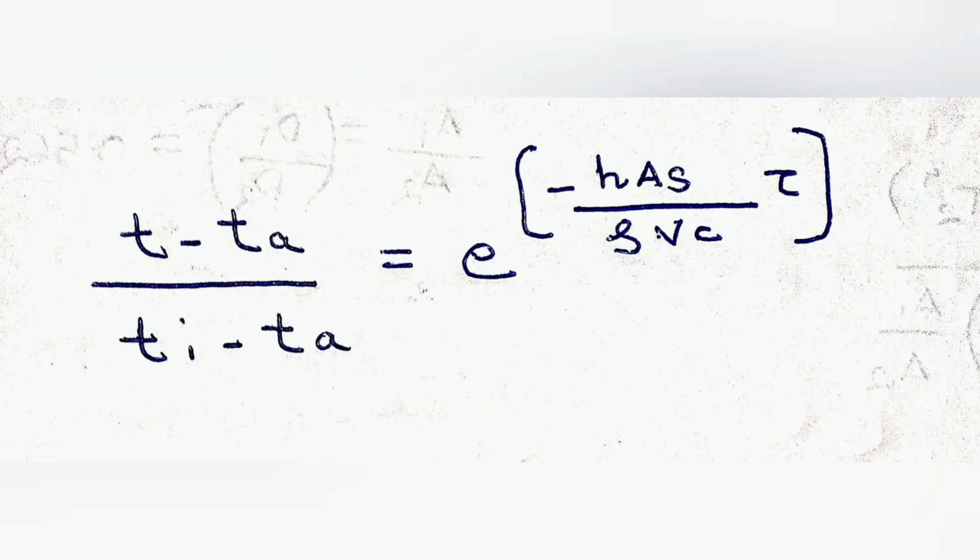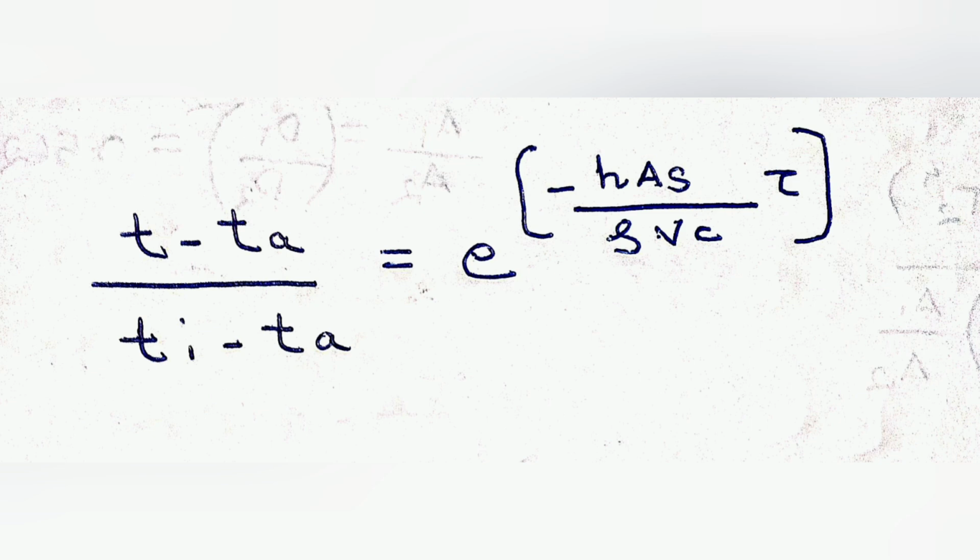This is the basic equation from this topic. By heart this equation, we can solve almost all the problems of this type. The equation is (T minus Ta) divided by (Ti minus Ta) is equal to e raised to minus hAs divided by rho V c into tau. Let me explain all the terms.